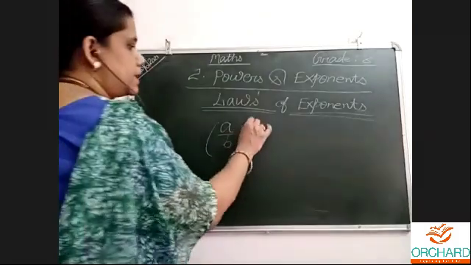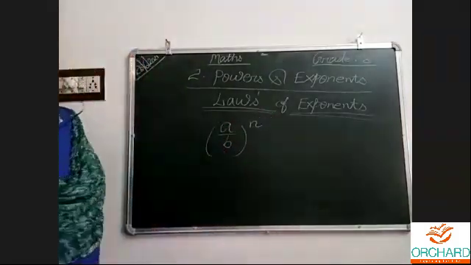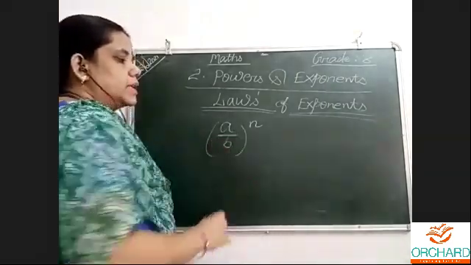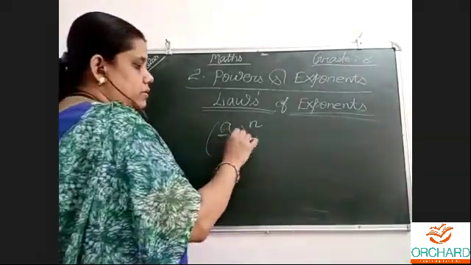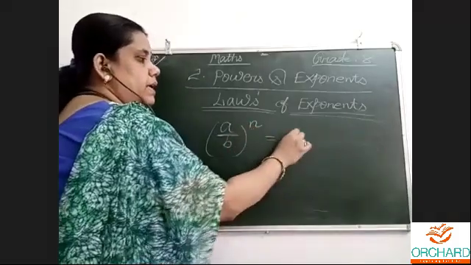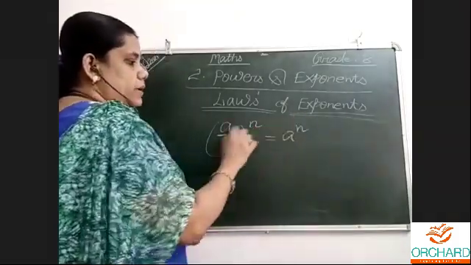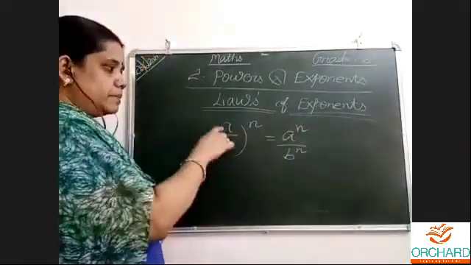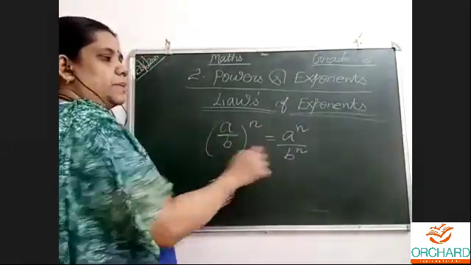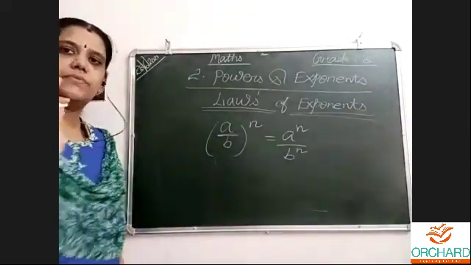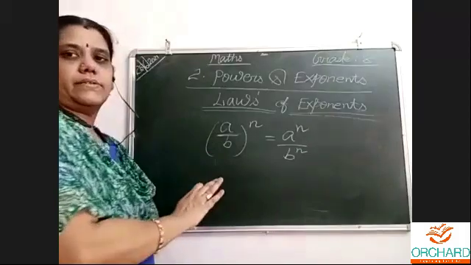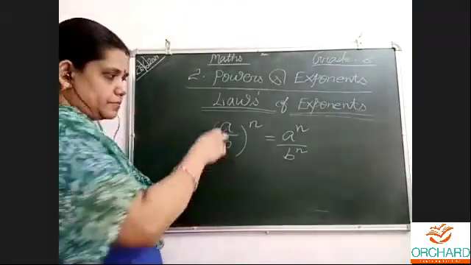When the numbers A and B, the bases, are in the form of division, here we should not take negatives. This power, A power n, belongs to both the bases. This power belongs to A power n also, B power n also. These laws are already formed. I have not formed the law, it is already there. We just have to follow that.